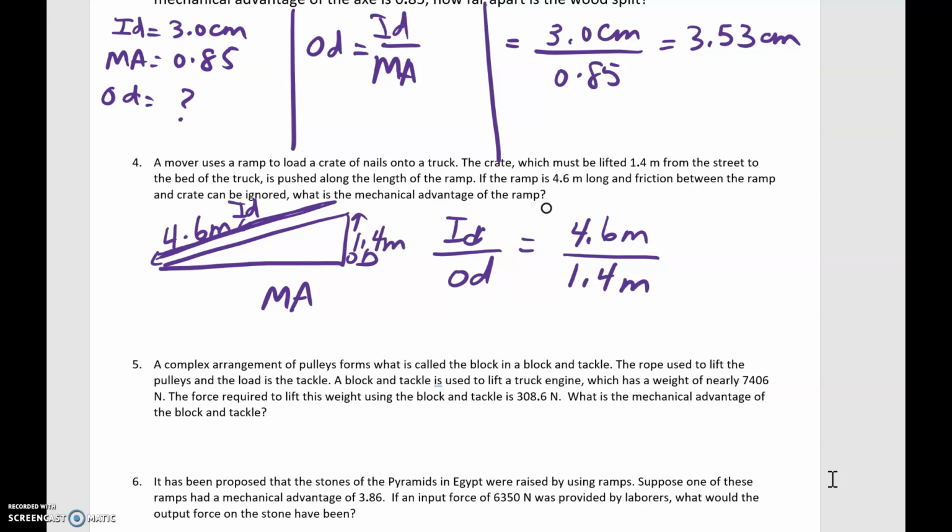Once again, get your calculator out, and this is going to be 4.6 divided by 1.4, and you get 3.285. Rounded is going to be 3.29. Notice no units for mechanical advantage, so that's your answer.